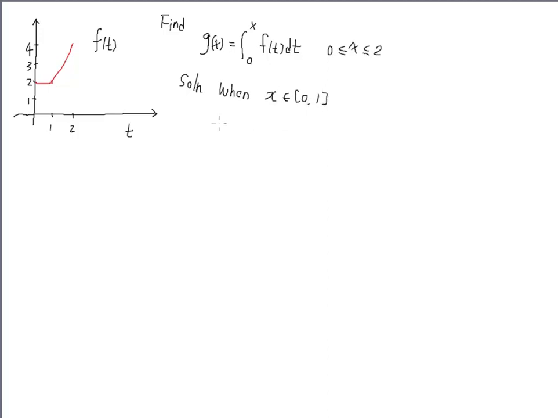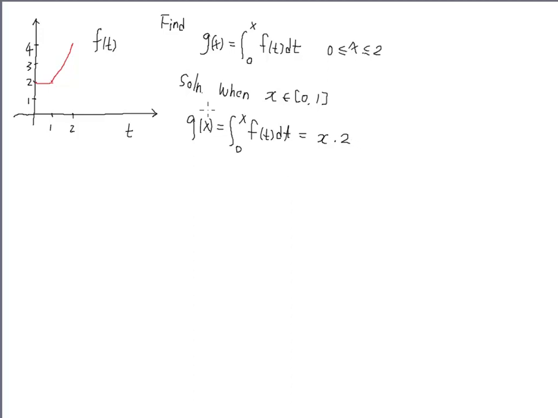Now, if x is over here, then g of x, the integral of f between 0 and x, is simply a rectangle. The base is x and the height is 2. So we don't really need to use the fundamental theorem of calculus. We can simply say the base is x times the height, that's 2x.